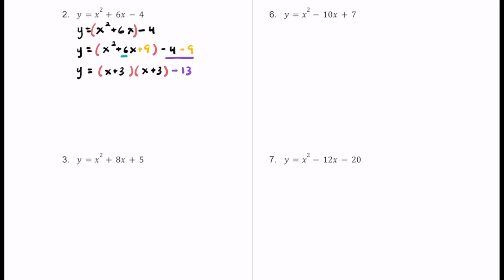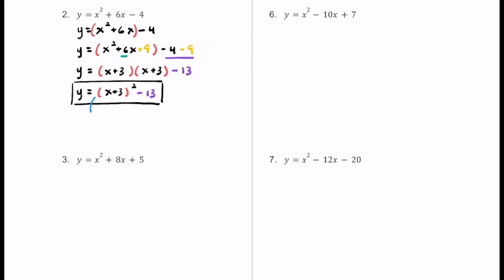Okay, so now we can condense this a little bit because we have two of the same binomials. So it's just going to be two of these x plus 3 binomials, squared, and then you have this minus 13 on the outside. All right, so this right here would be our vertex form of this quadratic equation.